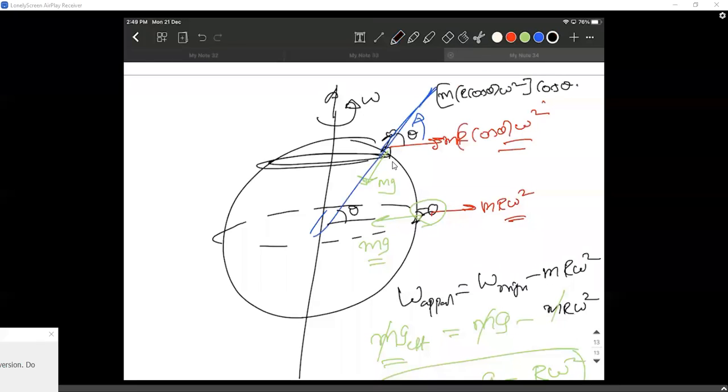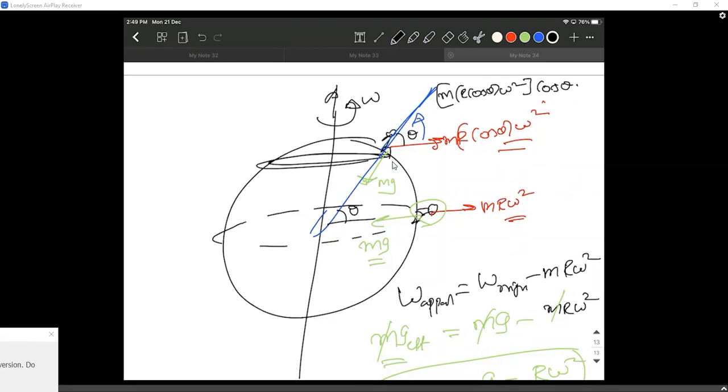So for this person, mg effective equals mg minus mr cos square theta omega square. I hope you're getting the whole point. So for a person here, this is the weight. For a person at some random angle, this is the effective weight.